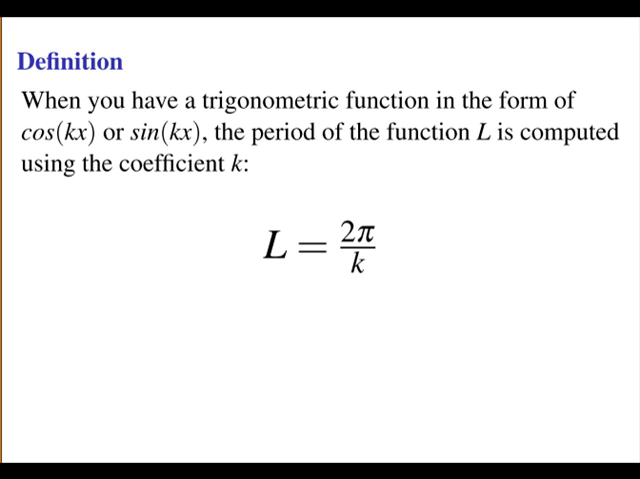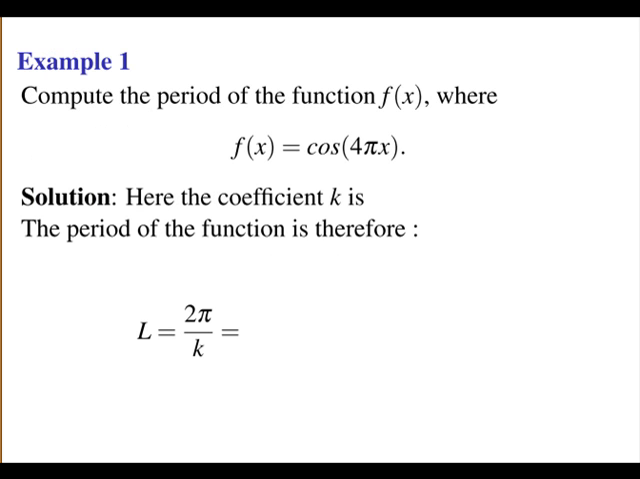So here's our definition. When you have a trigonometric function of the form cos kx or sine kx, the period of the function, which is denoted L, can be computed as follows. We're going to use that coefficient k in our calculation. So L, the period, is 2 pi divided by k, the coefficient.